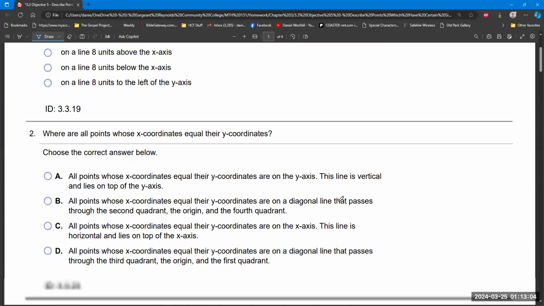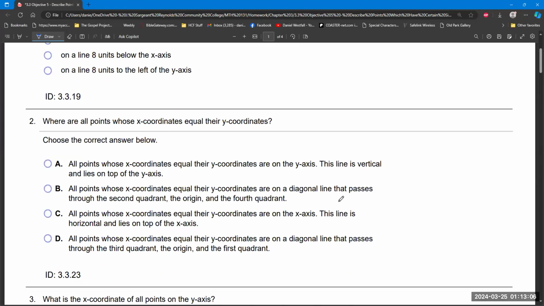Second question here, where are all the points whose x coordinates equal their y coordinates? They are on the diagonal line that passes through the third quadrant, the origin, and the first quadrant. The line y equals x. It's going to be like this.